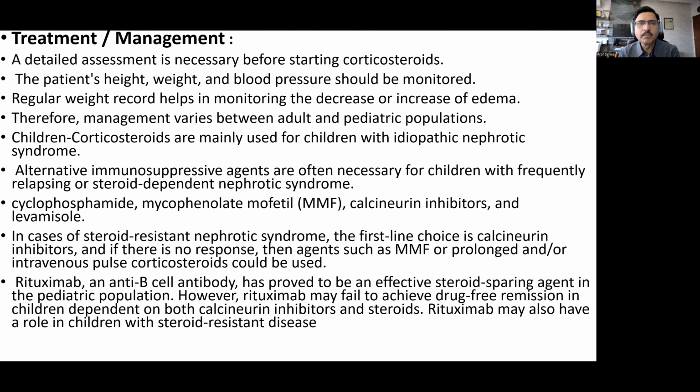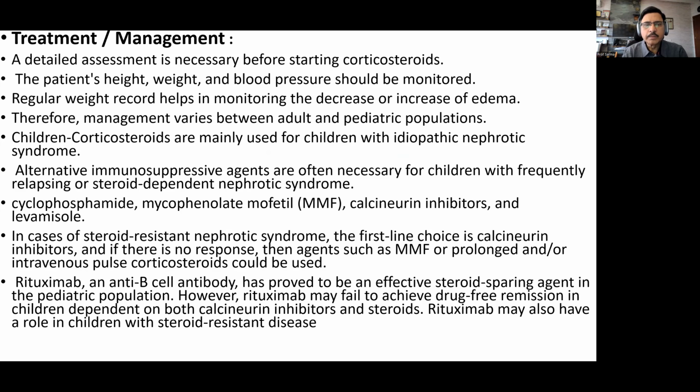Before starting steroids, we have to assess the patient in detail. Height, weight, and BP should be monitored, and regular weight monitoring is required to notice whether the edema is decreasing or not. The treatment varies between adult and pediatric populations. In children, we usually use corticosteroids for idiopathic nephrotic syndrome, and alternative immunosuppressant agents are used for frequent relapses or steroid-dependent nephrotic syndrome, sir. Immunosuppressants include cyclophosphamide, mycophenolate mofetil, and calcineurin inhibitors or levamisole.